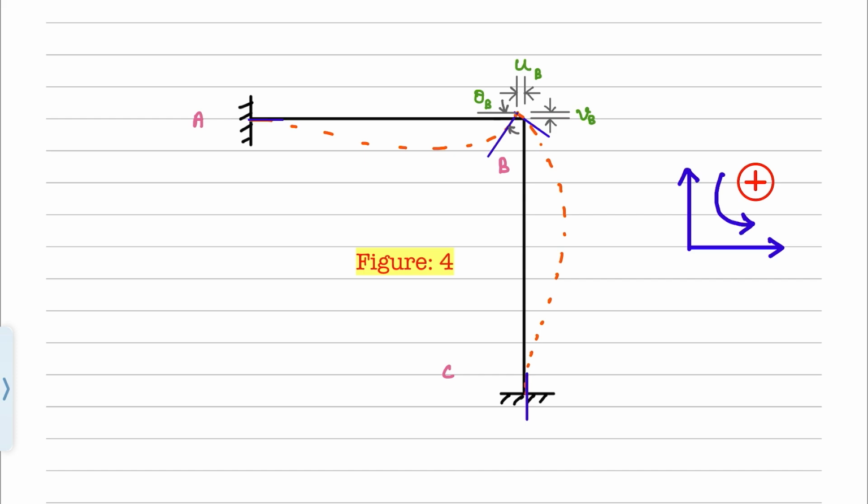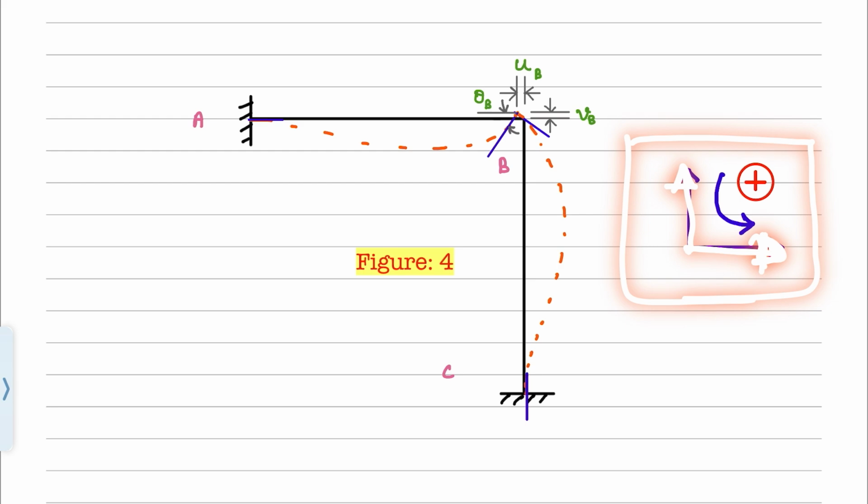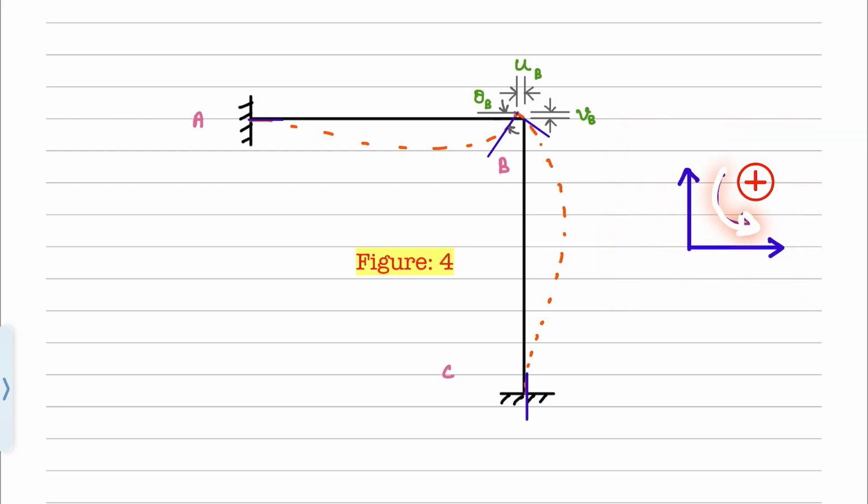So everywhere, we consider this notation as positive. That is, this direction along the x-axis is positive, this direction along the y-axis is positive, and we consider counterclockwise rotation moments as positive. Okay, bear this in mind. We will use that later.